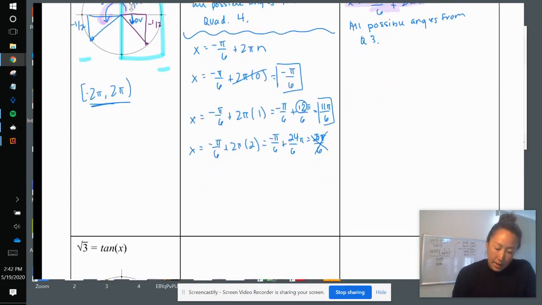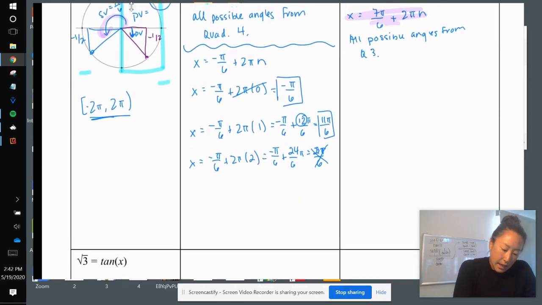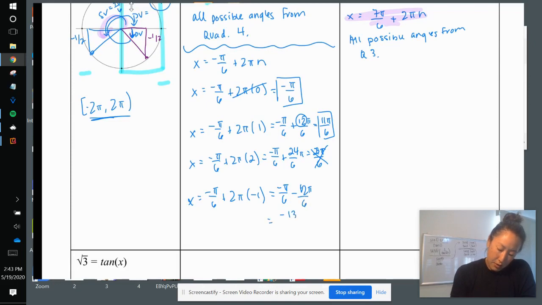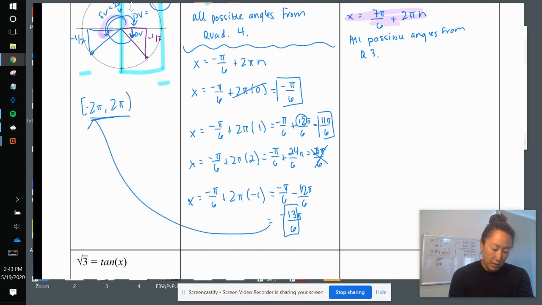Okay. All right. So what I need to do now is test if I spun backwards one full rotation, would I still have an answer that works for me? Negative pi over 6 plus 2 pi minus a rotation. So we're going to multiply by negative 1. I get negative pi over 6 minus 12 pi over 6, giving me negative 13 pi over 6. 13 over 6 is greater than 2. So I am not within the first negative rotation of my graph. So that one does not work.